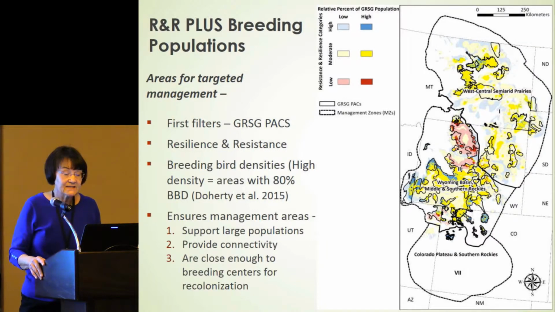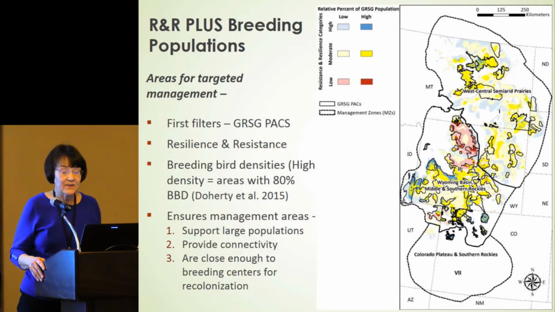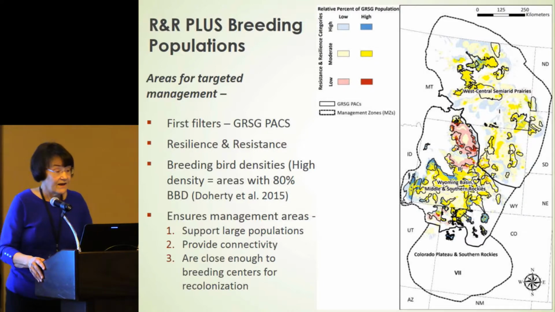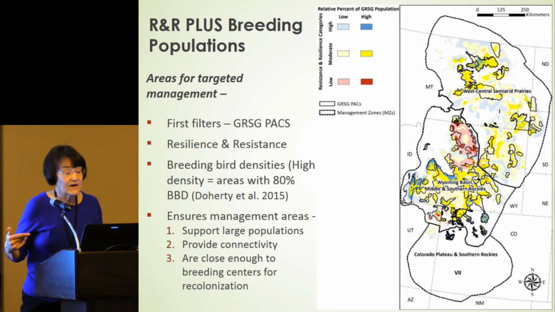Now, because of the large area currently occupied by greater sage-grouse, the population index model is a tool to better focus appropriate management actions. It is based on the breeding bird density. In this particular map, the population index is overlaid with resilience and resistance. The same basic color scheme applies. Blue represents high resilience and resistance, red, low resilience and resistance, and the darker colors, high greater sage-grouse populations, as indicated by areas with 80% of the breeding bird density.